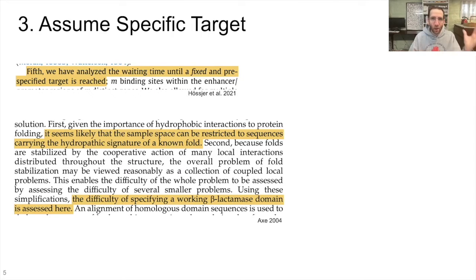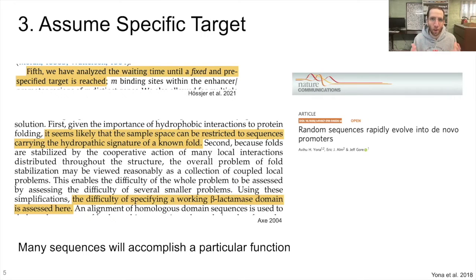There are lots of different sequences that will work approximately equally well to accomplish a particular function. And we could see this in the peer-reviewed literature. For example, there was a study from 2008 finding that random sequences rapidly evolve into de novo promoters. This is a really interesting study. What the authors did here is they took a regulatory sequence within the E. coli genome that works out to about 100 nucleotides, and they replaced it with random strings of 100 nucleotides.